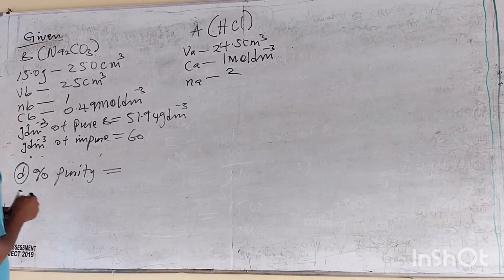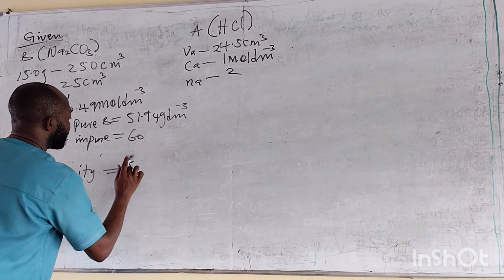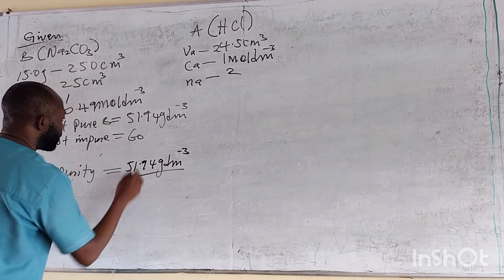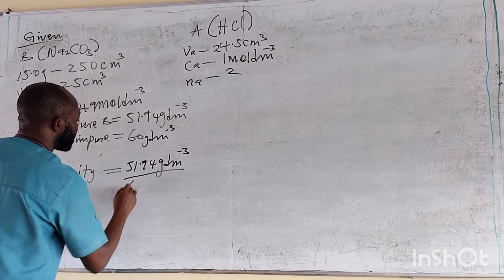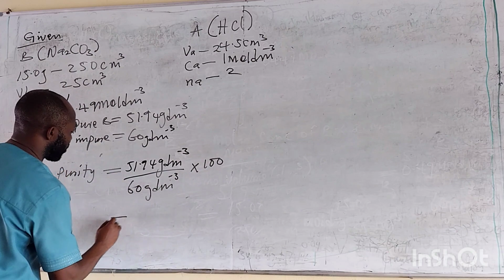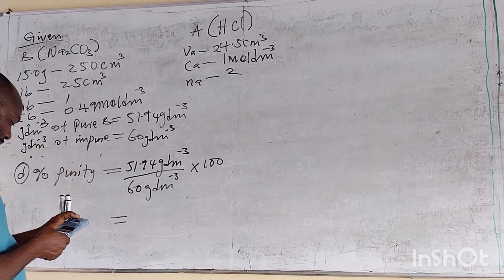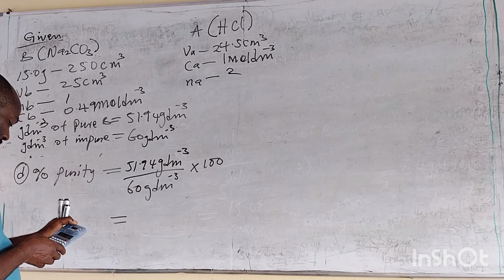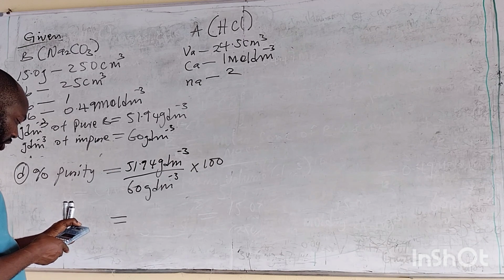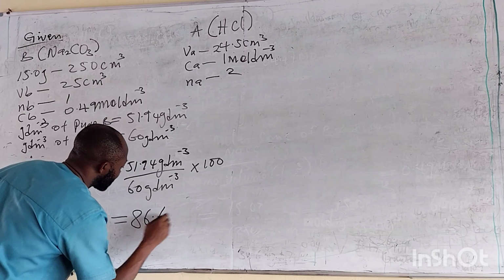Percentage purity is equals to the mass concentration of pure, which is 51.94 g/dm cube, over the mass concentration of impure, which is 60 g/dm cube, times 100. That is equals to 51.94 divided by 60 times 100, which gives us 86.6%.